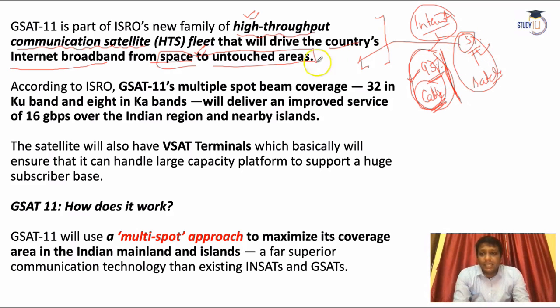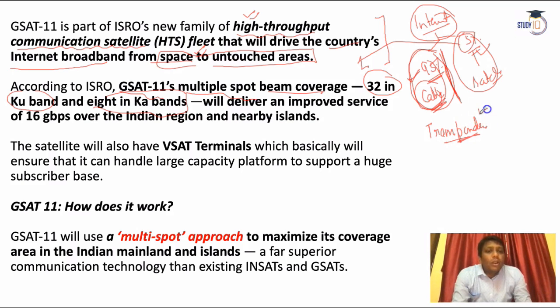GSAT-11 has multiple spot beam coverage, 32 Ku band transponders and 8 Ka band transponders installed there. See, transponders are actually a kind of optical device. Okay, overall not optical, an electronic device, and these electronic devices are installed into the satellites, and they have different frequencies, and with the help of different frequencies these transponders work through satellites. This is the reason the purpose of the satellite is served through the installation of transponders there.